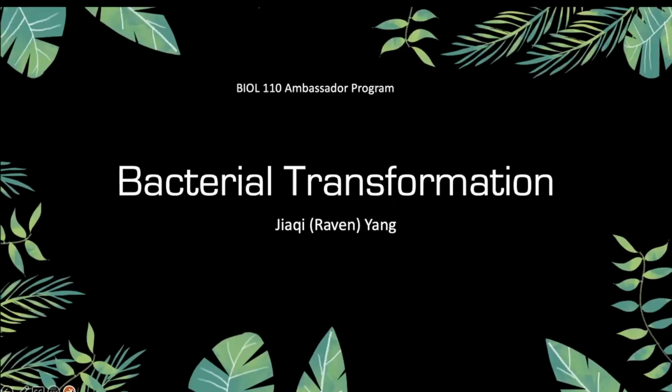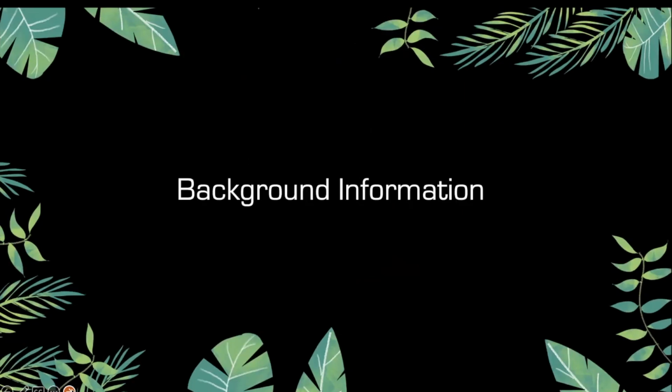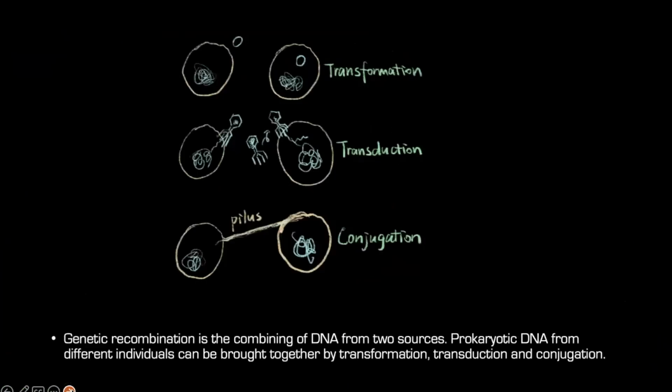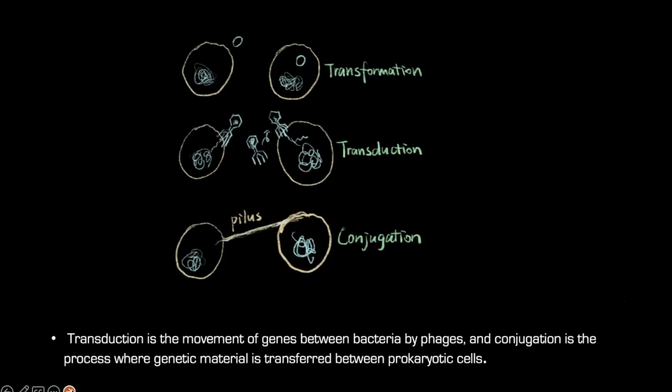I will focus on Lab 5, which is on bacterial transformation. Transformation is a kind of genetic recombination. Genetic recombination is the combining of DNA from two sources. Prokaryotic DNA from different individuals can be brought together by transformation, transduction, and conjugation.